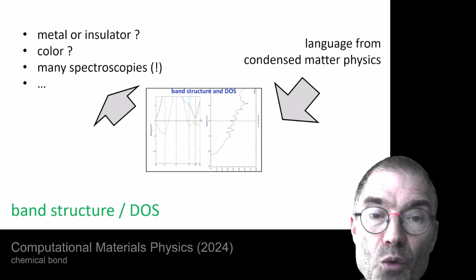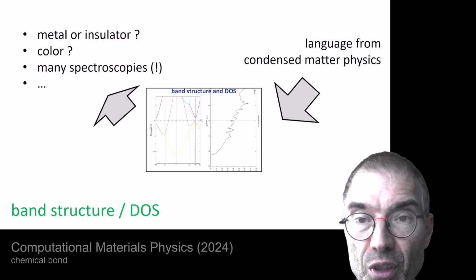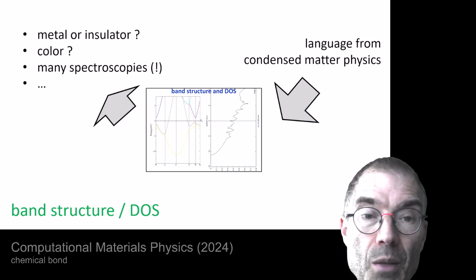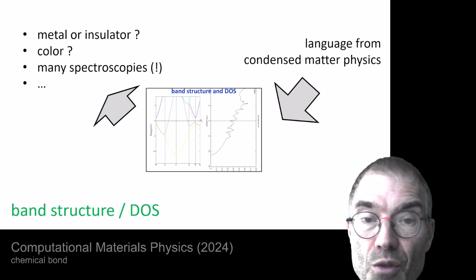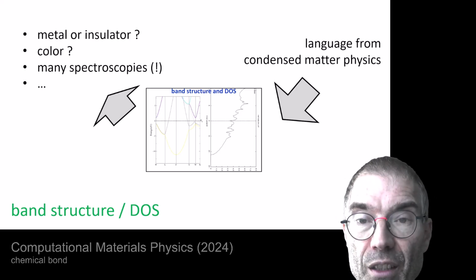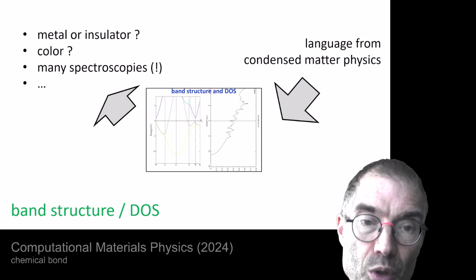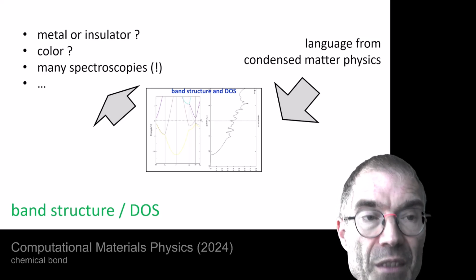Last week we looked at other properties that are beyond total energy. We could examine the band structure and the density of states, which will teach us whether a material is predicted to be a metal or an insulator, for instance. That was a feature that comes from condensed matter physics.